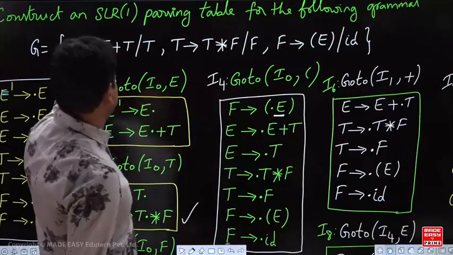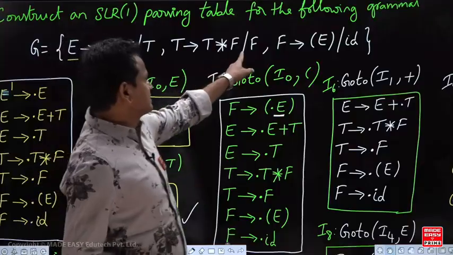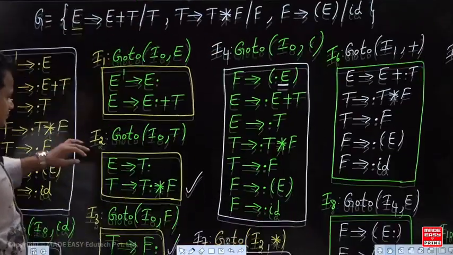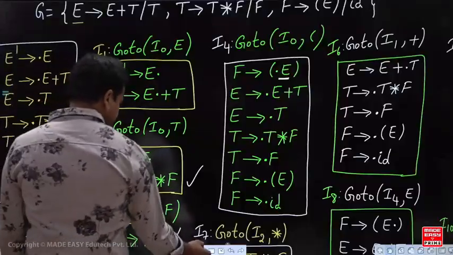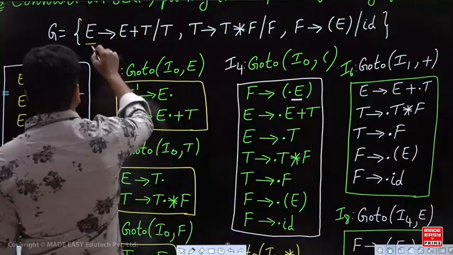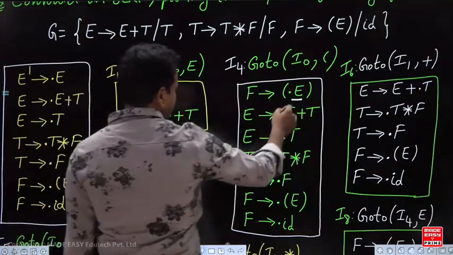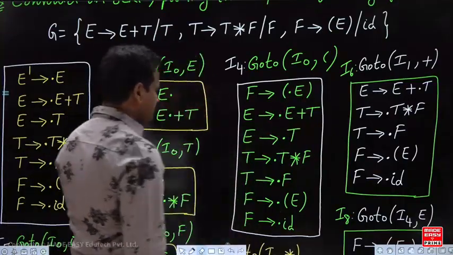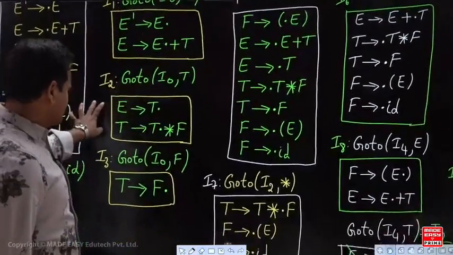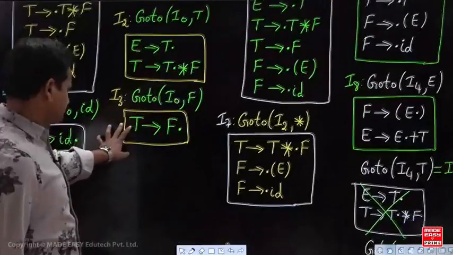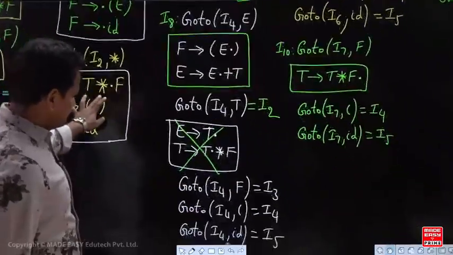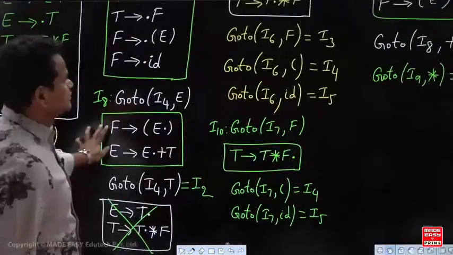This is the standard question: E goes to E plus T or T, T goes to T star F or F, F goes to open E closed and ID. So, for this we got 12 states, 0 to 11, 12 states. So, using these 12 states, we construct the parsing table. Okay? So, mainly the parsing table will be divided into two parts. I will show you. One is action and the other one is go to.